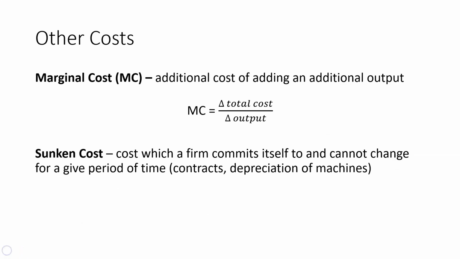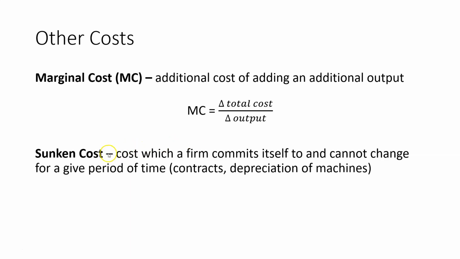There are some other costs that we also have to look at. These are marginal cost and sunk cost. Now, marginal cost, again, the word marginal, you should be thinking the word additional. Marginal cost is the additional cost of adding an additional input. If I add one more unit of output, how's that going to change my cost? If I make one more television, what does it cost me to make that one additional television? So again, it's change in total cost divided by change in output.